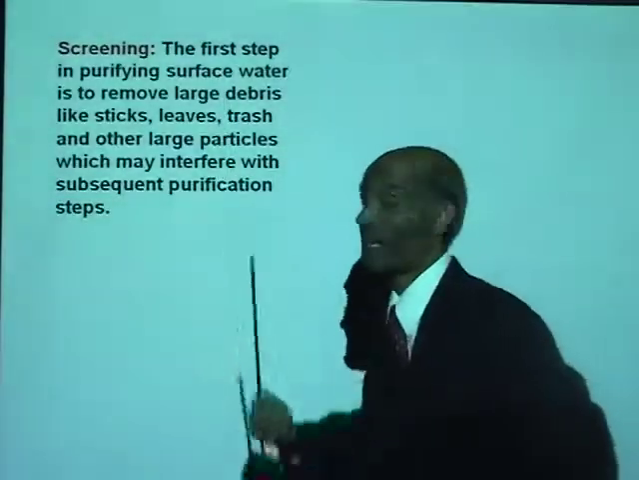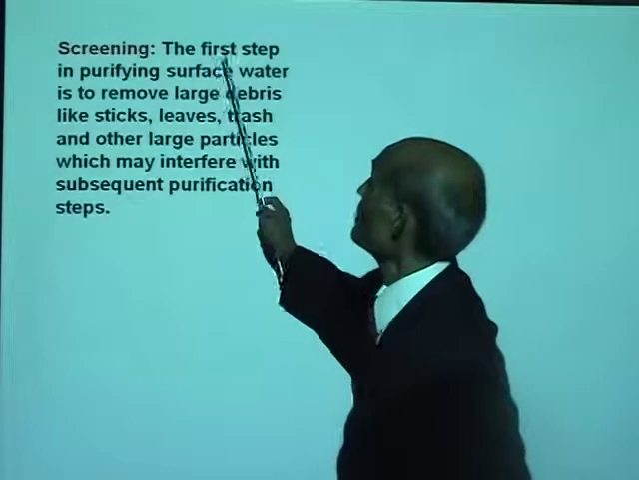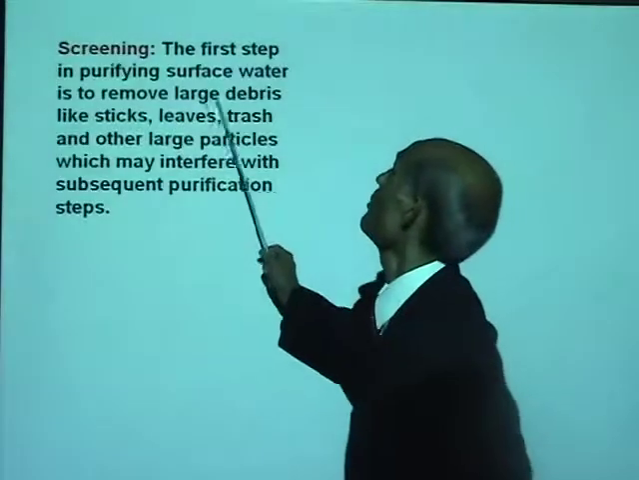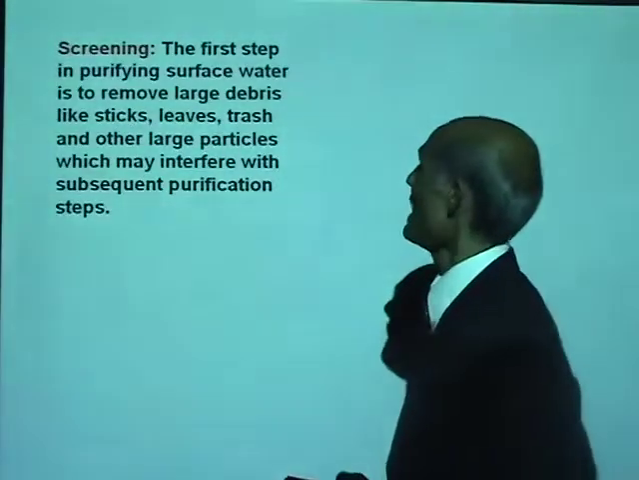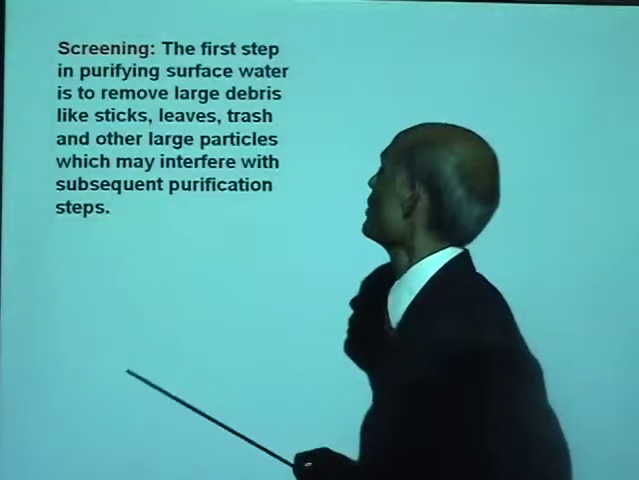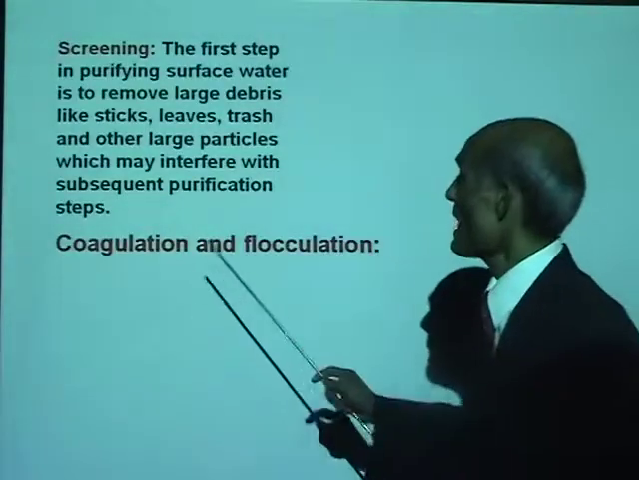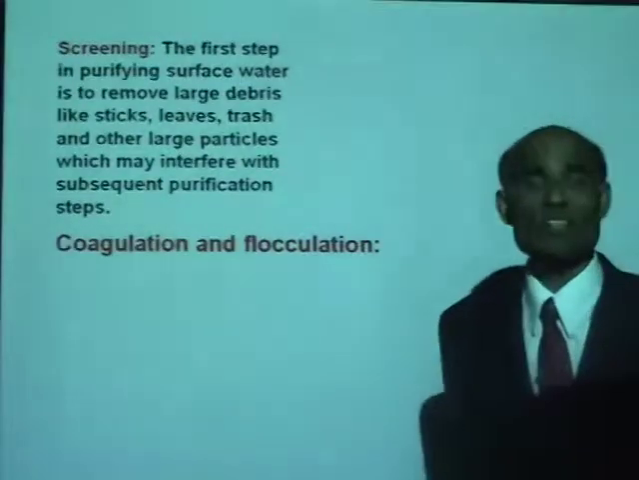Now, the first thing in treating the water is screening. The first step in purifying surface water is to remove large debris like sticks, leaves, trash, and other large particles which may interfere with subsequent purification steps. And the second part is called coagulation and flocculation.